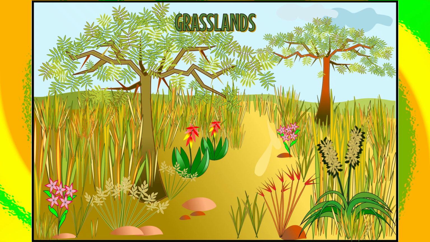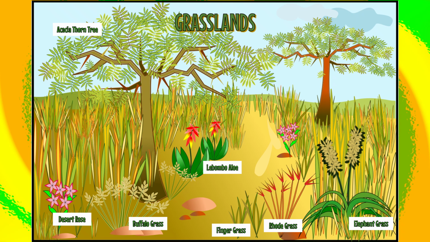Grassland habitats have tall grass with scattered groups of small trees. The temperatures can be quite hot in summer and mild in winter. The flora in grassland habitats include the acacia thorn tree, elephant grass, road grass, desert rose, lembombo aloe, buffalo grass, and finger grass.